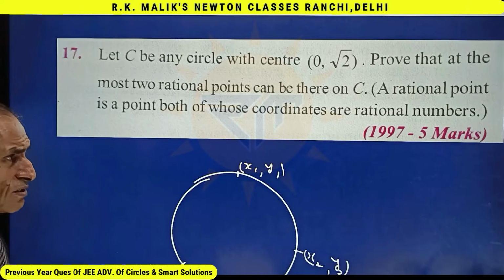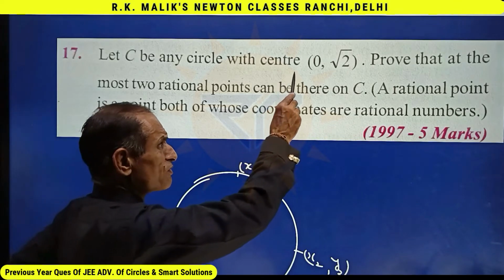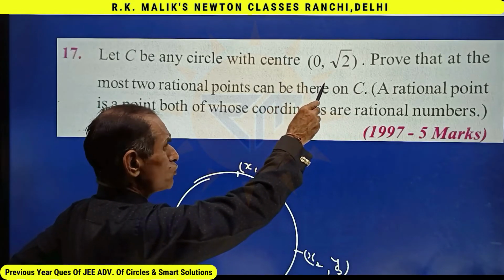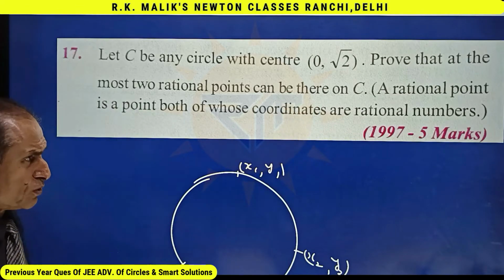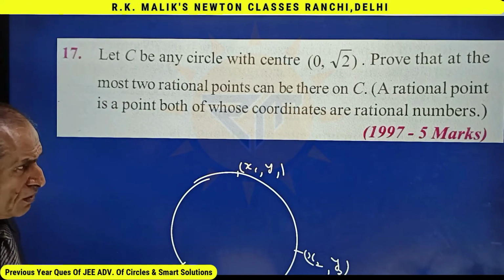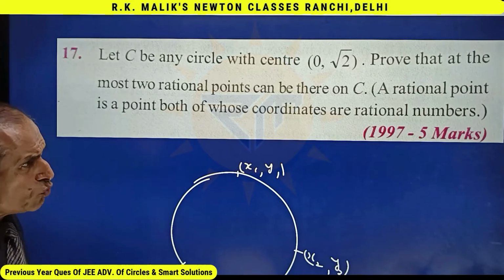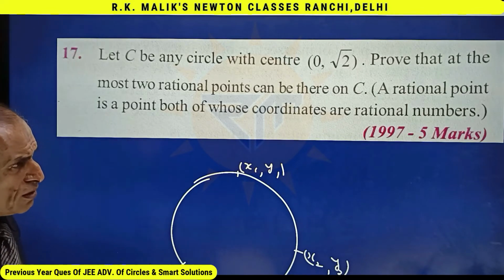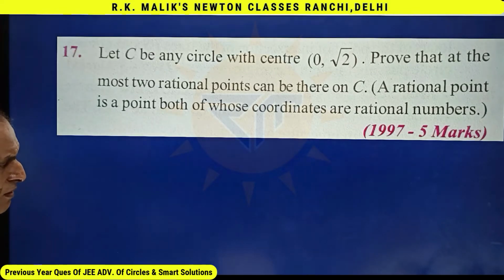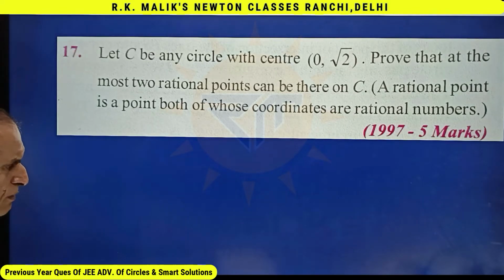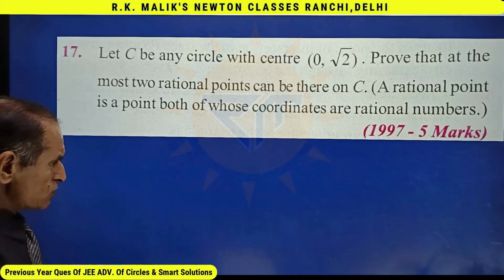Hence, we can easily say that if the center is (0, root 2), then three rational points are not possible on the boundary of the circle. But in this case, two rational points are possible. How can I say this? See, before I do this, let me explain this concept. You must have studied this concept in lower classes also.